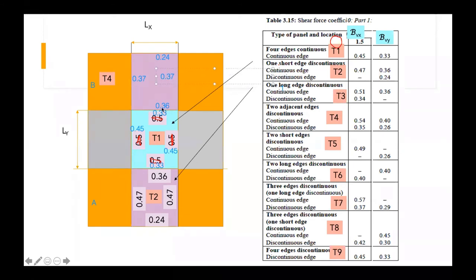Meaning that for one beam, it will receive two loads, from this slab and also from this slab. If you consider this beam, you have two coefficients now, 0.36 and 0.33. So if you are designing this beam, you need to consider the load from this slab and the load from here, with the value of 0.33 from here and 0.36 from here.